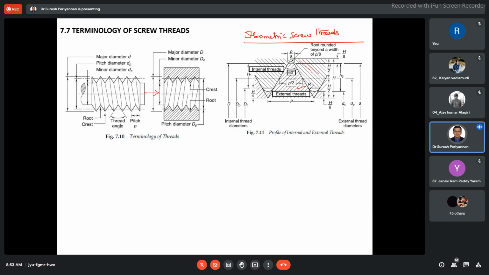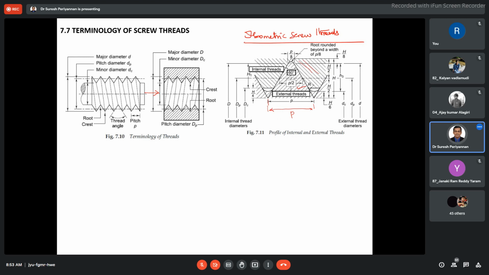Okay, here also the thread angle is 60 degrees for isometric thread, as I told you earlier, we should follow. The base of this triangle is the base of the internal thread. Which one? This is the base of the external thread. This is nothing but pitch. Now the internal thread is sitting. We can consider the pitch must be the same for both internal thread and external thread.